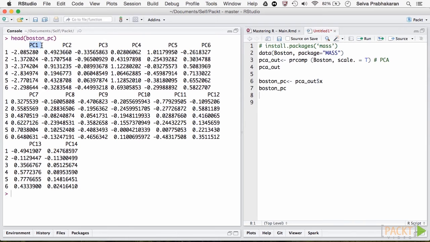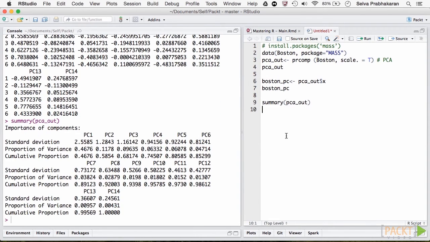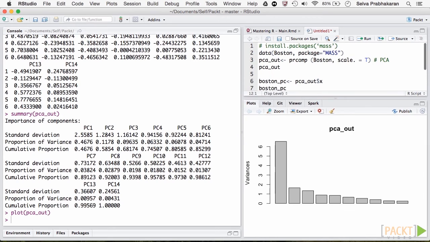Boston_PC has the principal components, having the same number of rows as the original dataset. By convention, the principal components are referred to as PC1, PC2, and so on. PC1 explains the maximum variability, PC2 lesser than PC1, and so on. The summary shows the cumulative variance explained by the principal components. Let's plot it. This is the graphical representation of the information in the summary, where the x-axis represents the PCs.